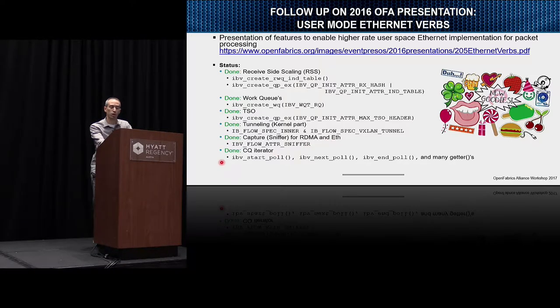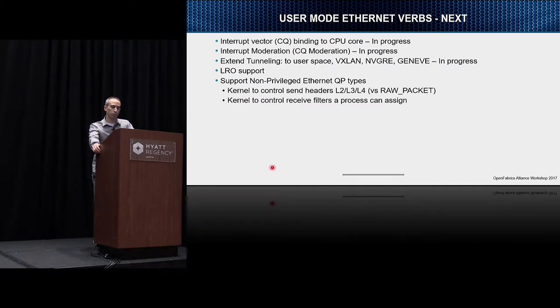perform a change in terms of getting completions and new parameters in the completion by introducing a completion queue iterator, where we can efficiently parse completions one by one and extract only relevant fields. So data path on processing those completions is optimized. So next would be the plan on Ethernet before I move on to InfiniBand.